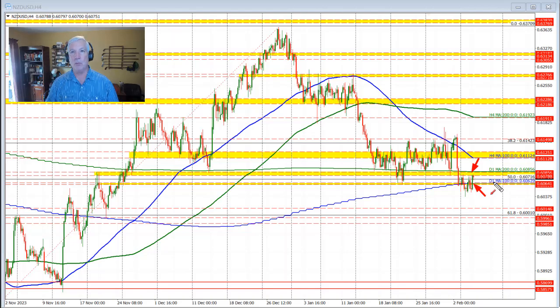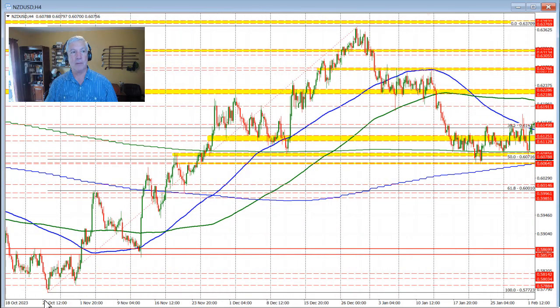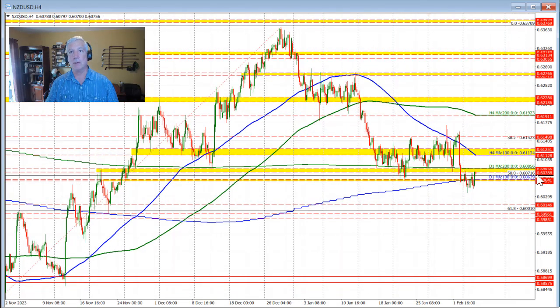And lo and behold, with the price currently trading at 0.6076, the price is right near the 50% midpoint. That 50% midpoint is of the move up from the October low, this low right back here, to the high price that we saw in December. That level comes in at 0.60716. So we couldn't be in a more neutral spot here, honestly, technically for traders.